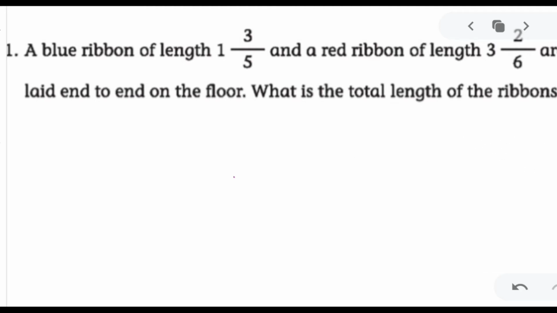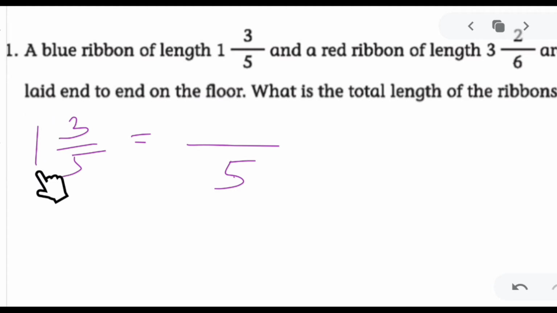So first, what type of fraction are 1 3 by 5 and 3 2 by 6? Very good, mixed fractions. So first we will change from mixed to improper. How can we convert? Denominator same. You have already learned this in 4th standard, but I just recall it. 1 is the whole number, 3 by 5 is the proper fraction.